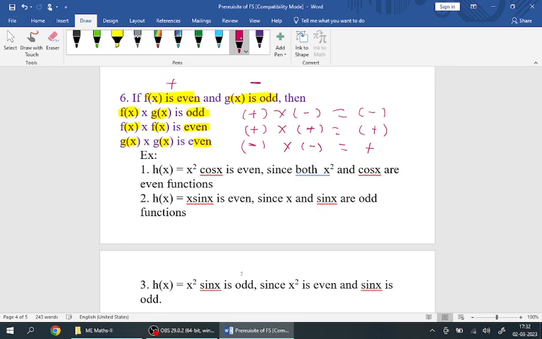So here are the examples. x square is even, cos x is even, both are even, their multiplication should be even. x is odd, sin x is odd, so odd into odd is even. So h of x, the resulting function x into sin x, should be even. And lastly, x square is even, sin x is odd, and even into odd is odd. So the final resulting function h of x should be odd. So those are the concepts that you should remember.